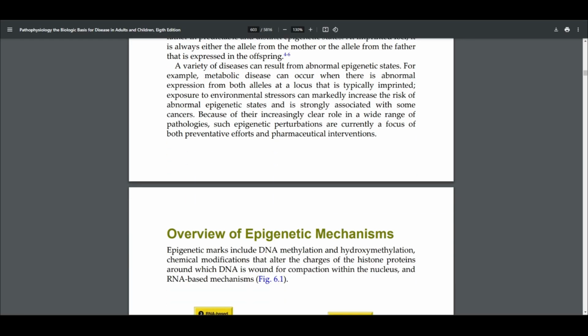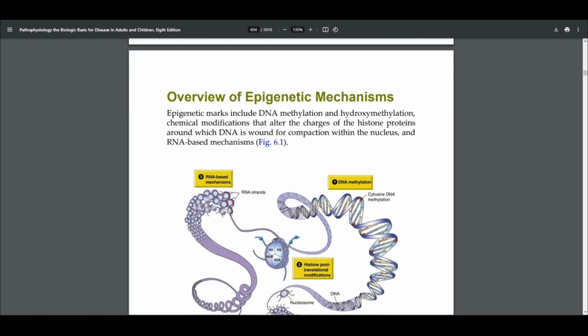A variety of diseases can result from abnormal epigenetic states. For example, metabolic disease can occur when there is abnormal expression from both alleles at a locus that is typically imprinted. Exposure to environmental stressors can markedly increase the risk of abnormal epigenetic states and is strongly associated with some cancers. Because of their role in a wide range of pathologies, such epigenetic perturbations are currently a focus of both preventative efforts and pharmaceutical intervention.